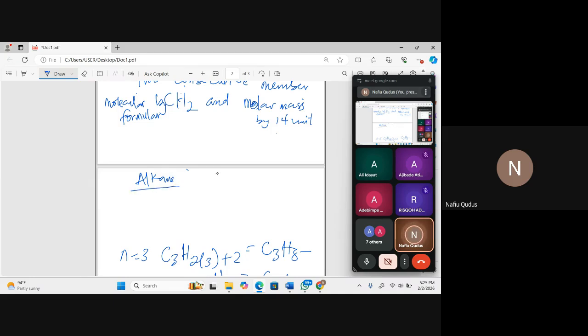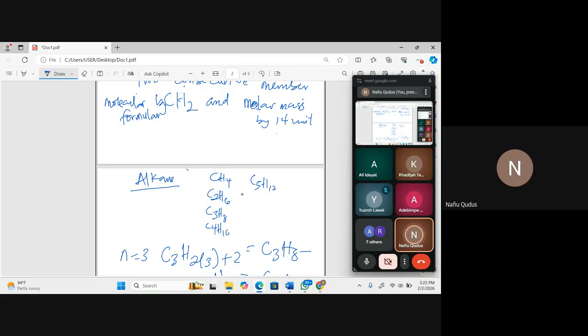So now, for example, the alkane family. The first member of alkane is CH4, right? The second member is C2H6. The third member is C3H8. The next member is C4H10, right? The next member is C5H12.